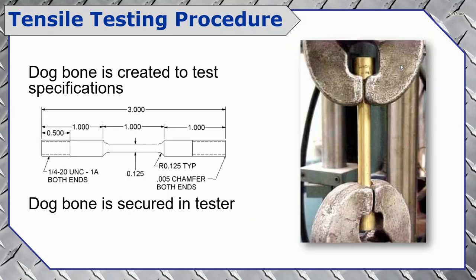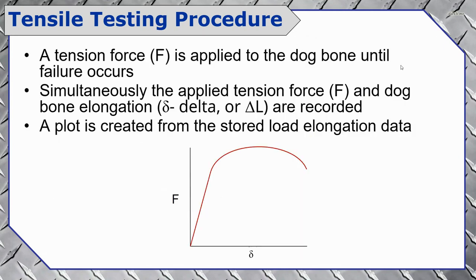So the dog bone samples are machined down to an exact diameter or an exact cross section that we can measure very accurately, and then it's secured in the tester, and the tensile load is applied until we observe that material stretching and ultimately fracturing. As the machine tests the sample, it's constantly collecting data, collecting measurements of the amount of force being applied and how much that sample is elongating. So it's going to use that data to create a plot like the one shown here.